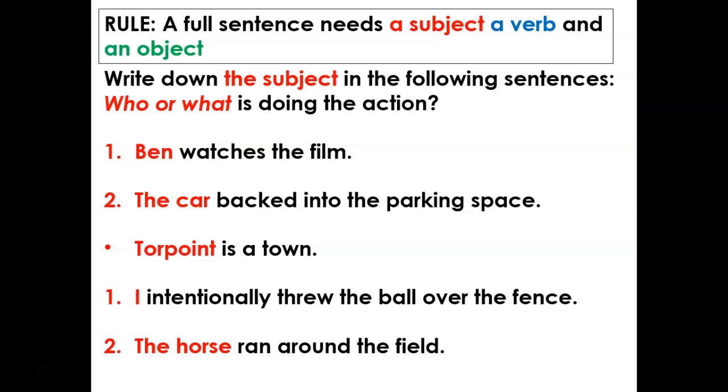Look at that pattern. All of those subjects clearly at the beginning of sentences. But if we were double checking, who's watching the film? Ben. Who or what was backing into the parking space? The car. What is a town? Tall Point. Who threw the ball over the fence? I did. And what or who ran around the field? The horse. Okay guys, brilliant.